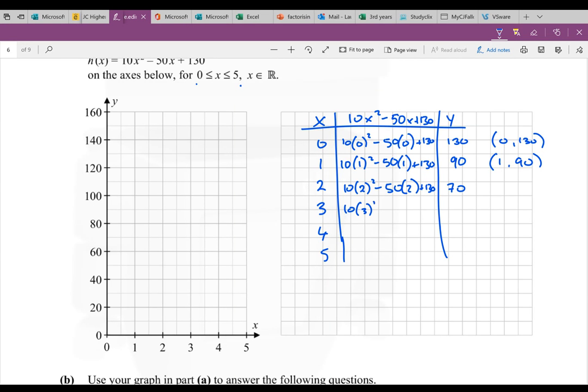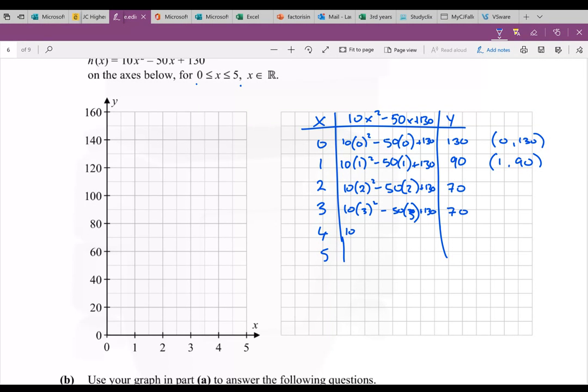10 times 3 squared minus 50 times 3 plus 130. And you'll have 3 squared is 9. 10 times 9 is 90. Minus 50 times 3 is 150. Plus 130. And that will give me 70.